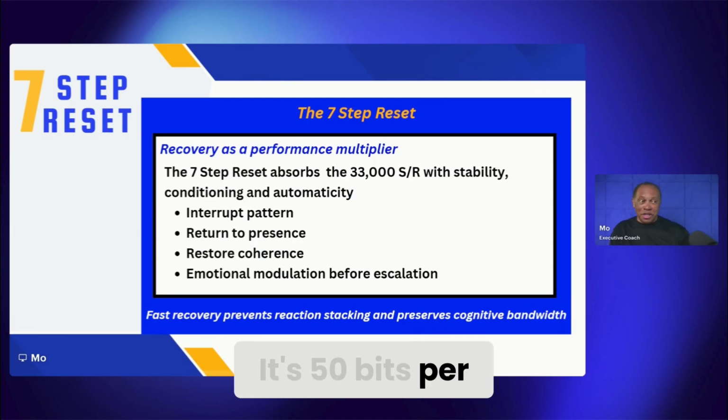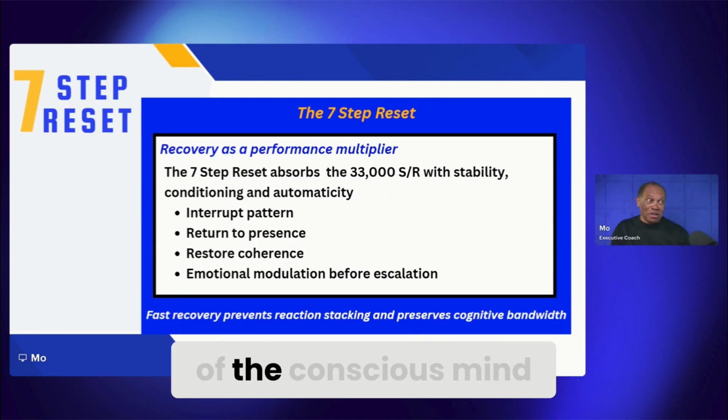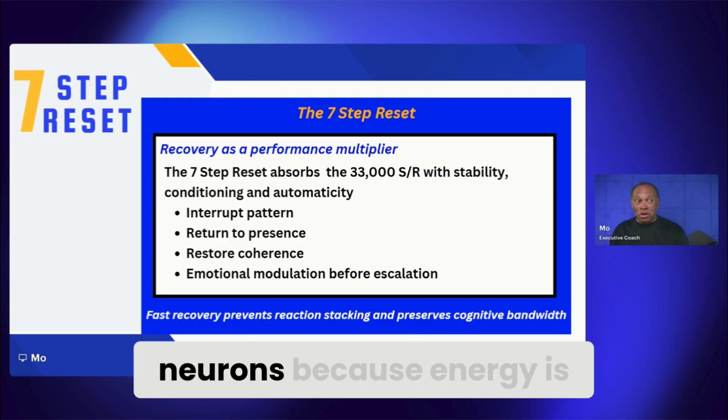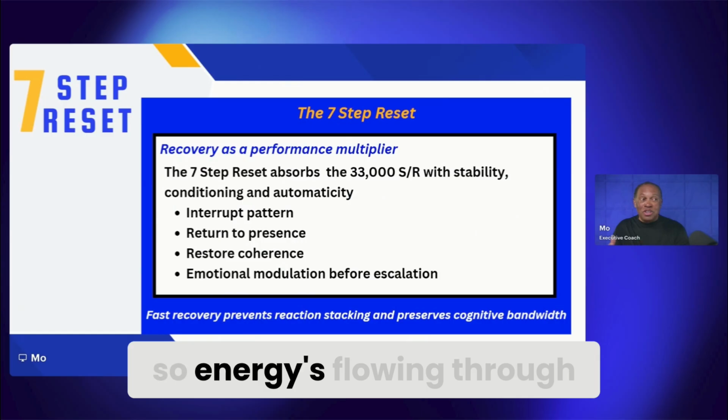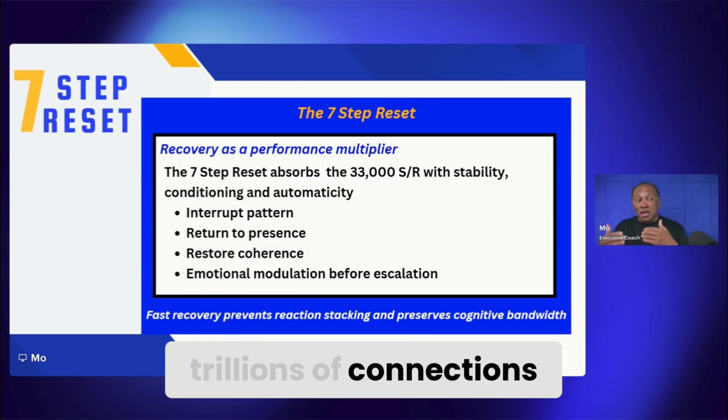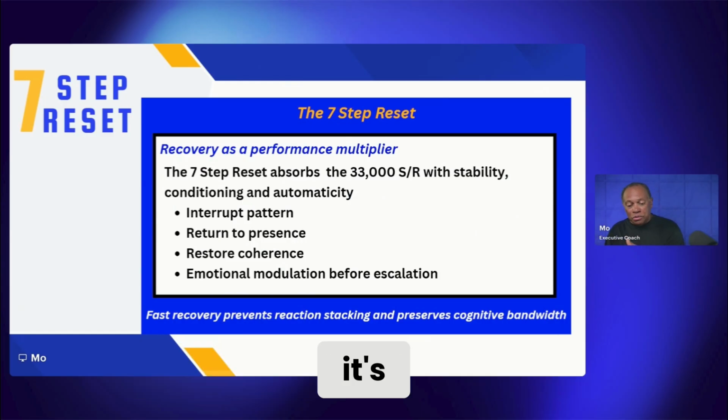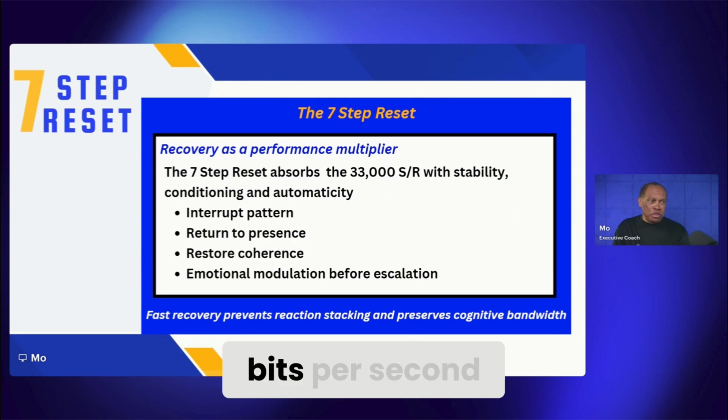50 bits per second is the speed of the conscious mind, whereas the network of neurons, because energy is flowing through the pathways, and there's trillions of connections, so energy is flowing through trillions of connections, that's why the processing speed over there is 11 million bits per second.